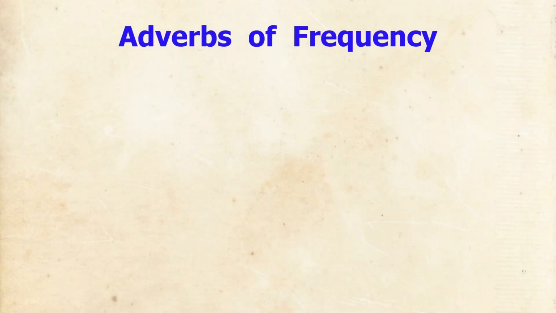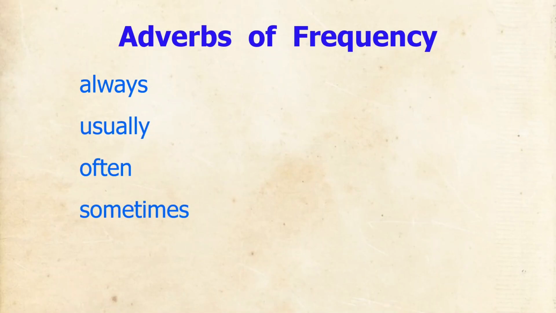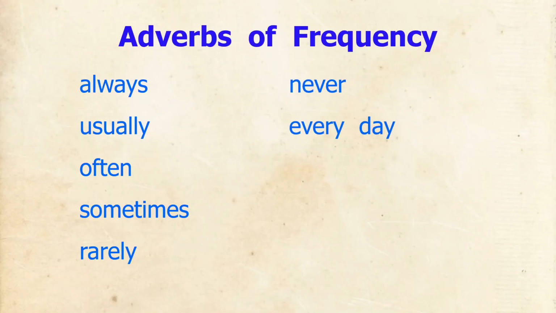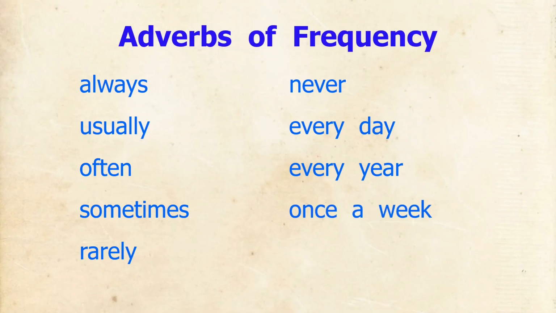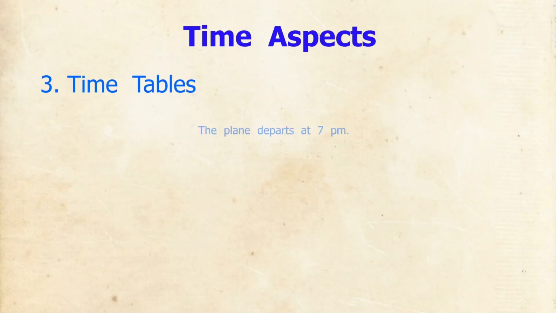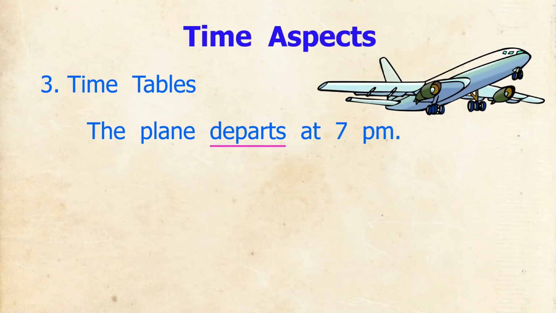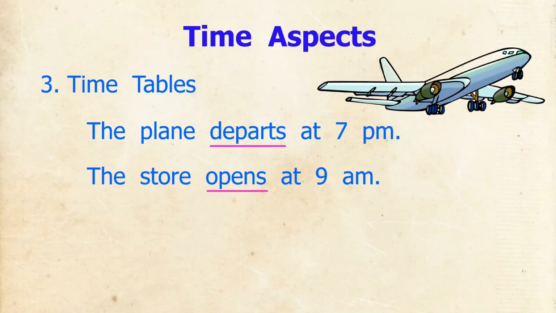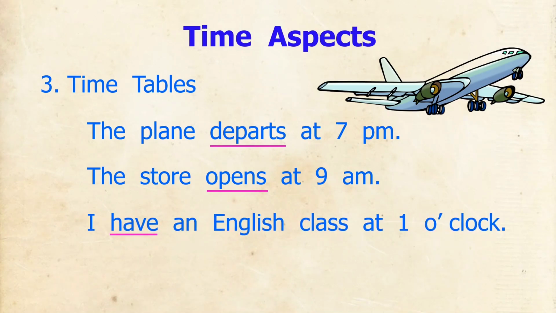Here are some examples of adverbs of frequency. Always, usually, often, sometimes, rarely, never, every day, every year, once a week, twice a month. Timetables. For example, the plane departs at 7 p.m. The store opens at 9 a.m. I have an English class at 1 o'clock.